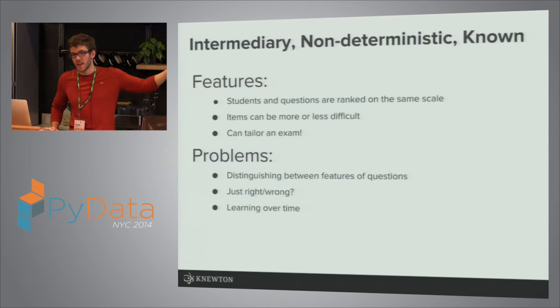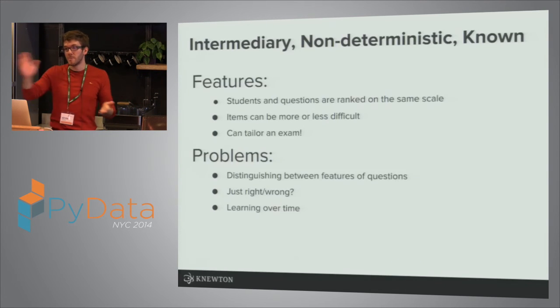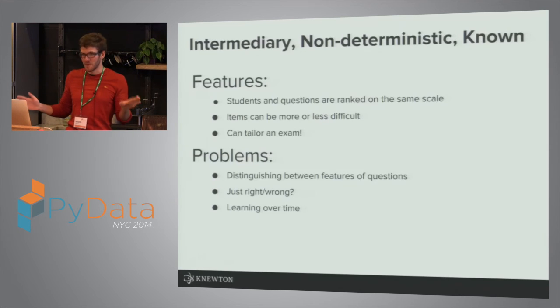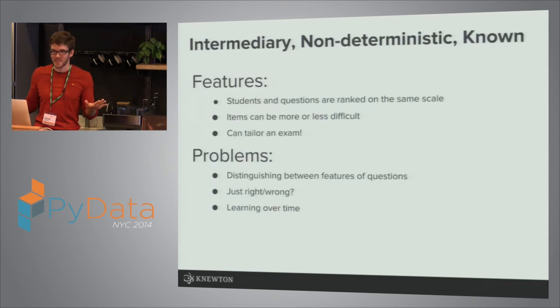Just right or wrong is obviously not a real use case for a lot of people. You have free responses that may be kind of right. And also learning over time is still a problem, but temporal models of this are a much longer discussion. Email me if you're really curious about temporal models of student proficiency, because those things are picky.